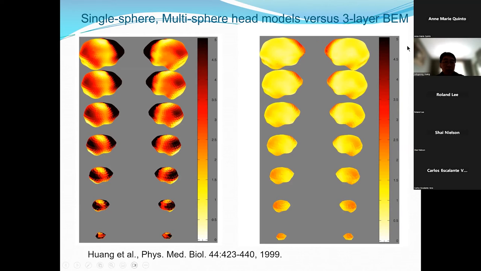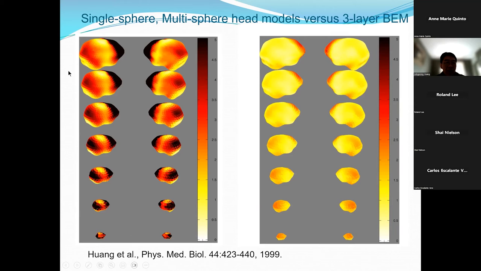So at that time, we derived a multi-sphere model. We compared the accuracy of the single sphere versus the three-layer BEM, and then our improved multi-sphere head model versus the three-layer BEM. Anything showing black means that specific model deviates from our gold standard, the BEM, with larger error. Anything showing yellow and white means the error is actually small.